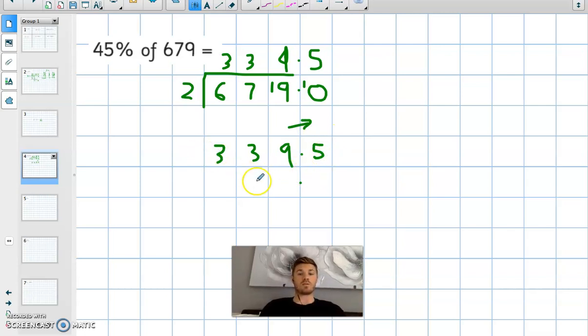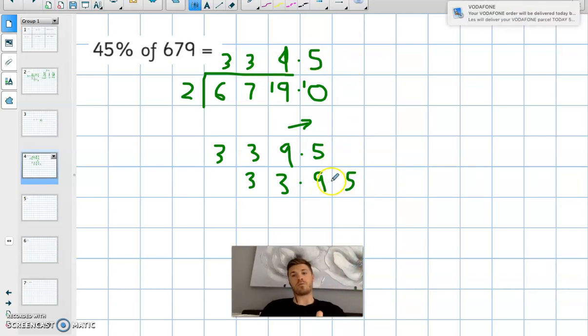So I move it once, and the answer that I get is 33.95. So I've got 50% and I've got 5%. So what I need to do now is subtract 5% from that 50%.